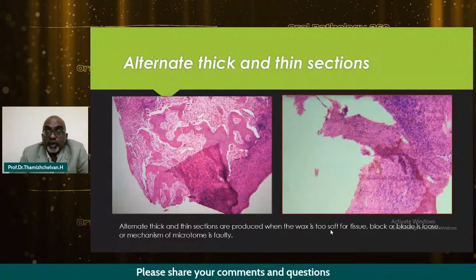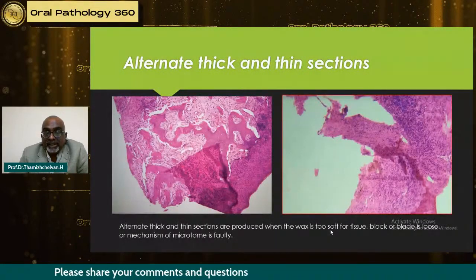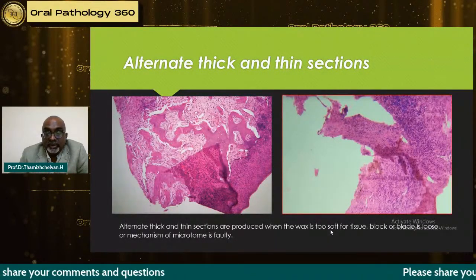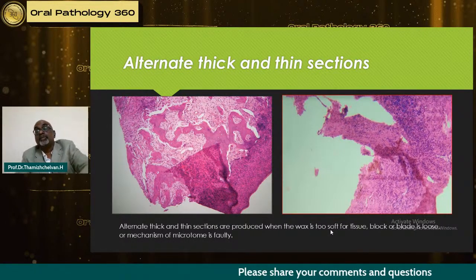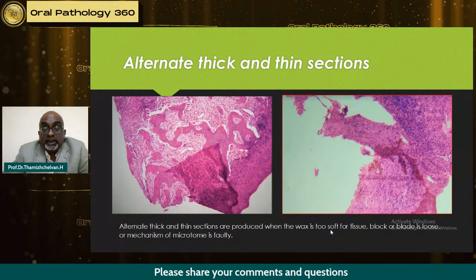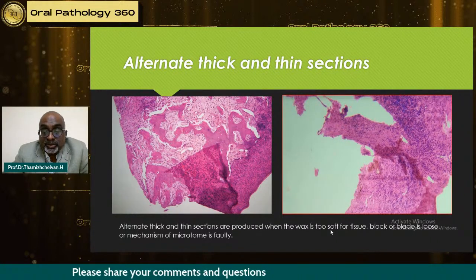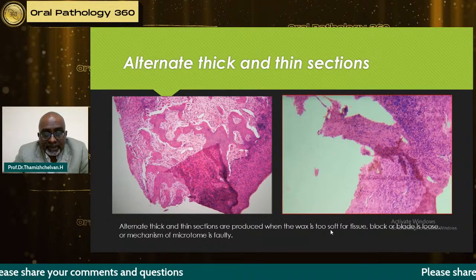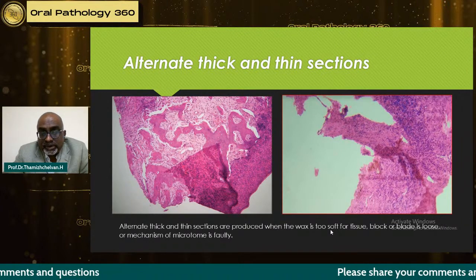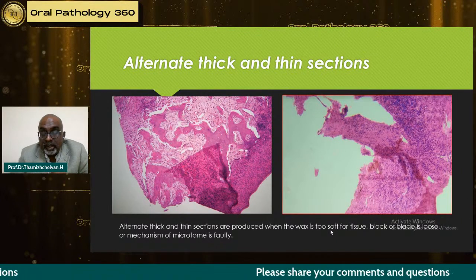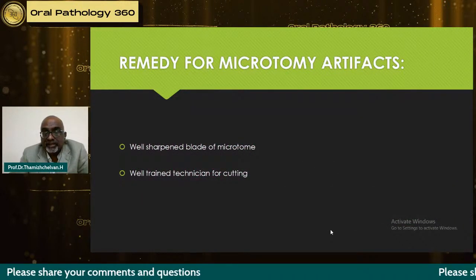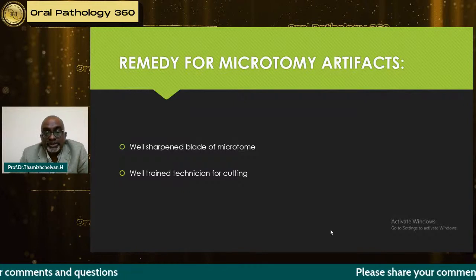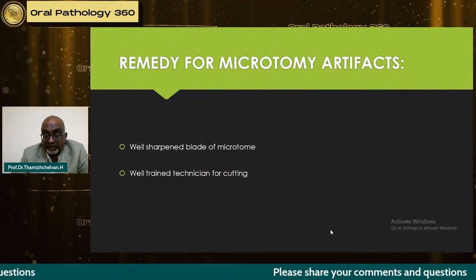And this is another problem: one part will be thick and one part will be thin. These are all initial stages of the technician, and this can be avoided once they are properly trained. This happens when the wax is too soft for the tissue and when the mechanism of the microtome is faulty. So the positioning is very important. All we need is a well-sharpened microtome blade, and also a well-trained technician for cutting.